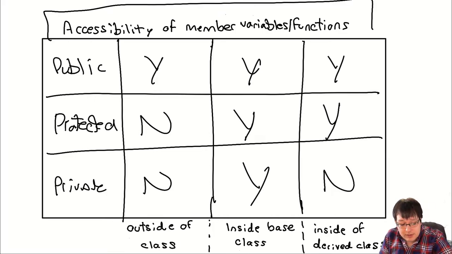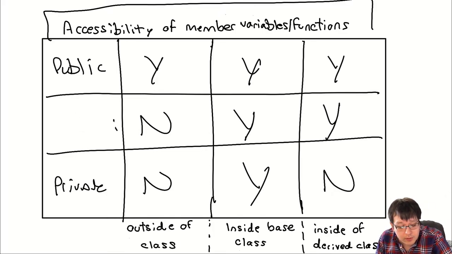So a protected variable is going to, for all intents and purposes, work the same way as a private variable when you're talking about a single class. And that is, it's only going to be available to the class variables or functions. Protected. There we go.